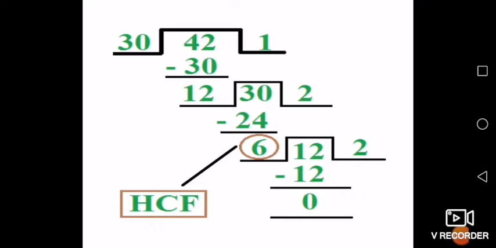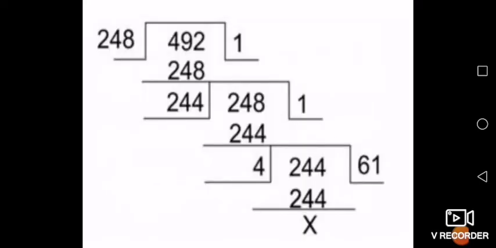Let's take one more example and after that we'll start the exercise. Now here I have given one more example which is a little bit bigger number. Now 248, which is the divisor, and 492, which is your dividend in the first step. First of all, it will go 1 time, do the subtraction, and you will get 244 as a remainder in the first step.